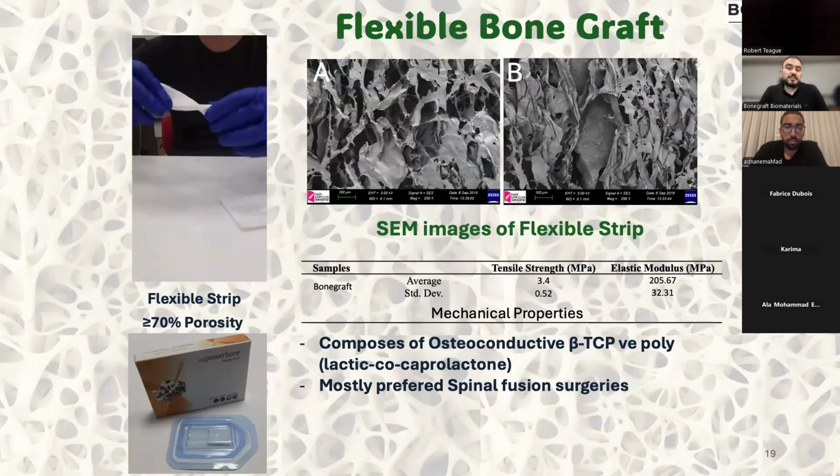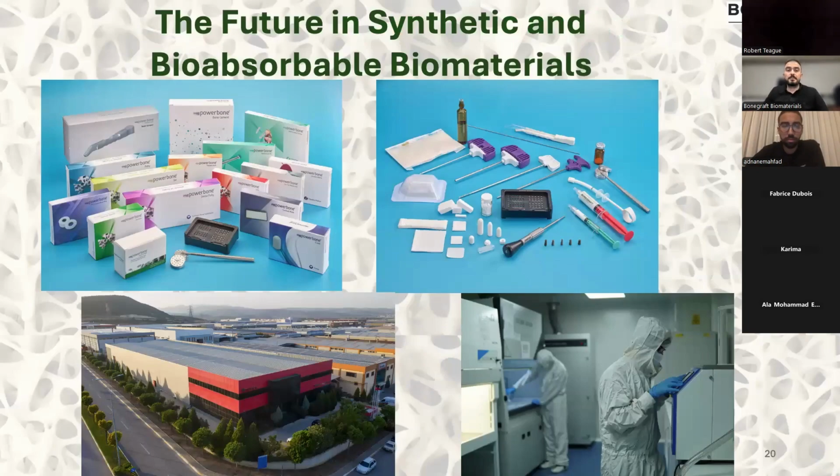The third product is the flexible bone graft. As you see in the image, it can be bent, it can be cut, it can be rolled. It's a porous structure graft material, composed of silicated beta TCP and biomedical grade polylactide-co-caprolactone. Dr. Minas is going to discuss the usage of the flexible graft in lateral soft tissue augmentation in dental applications.